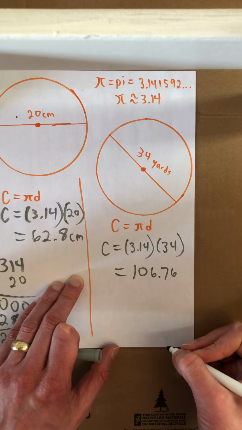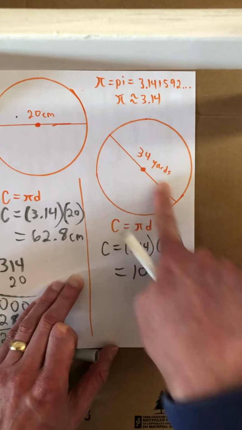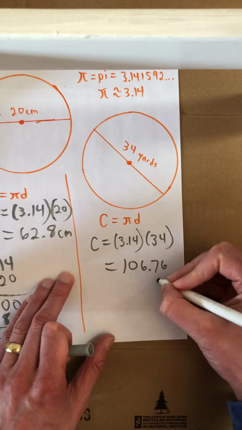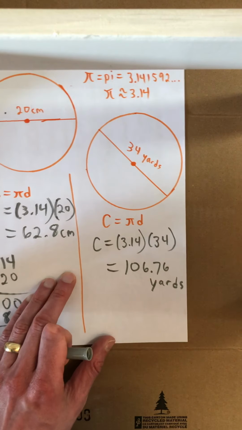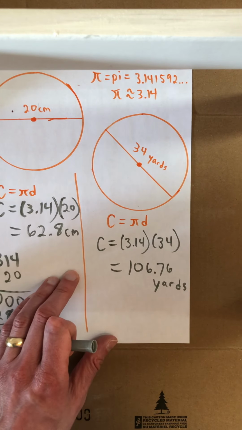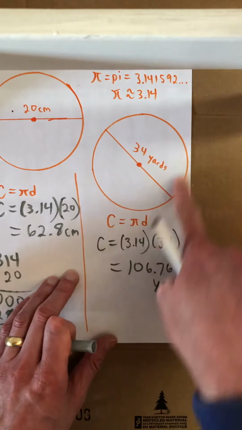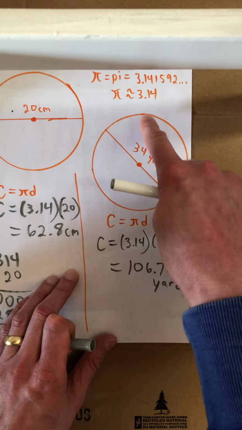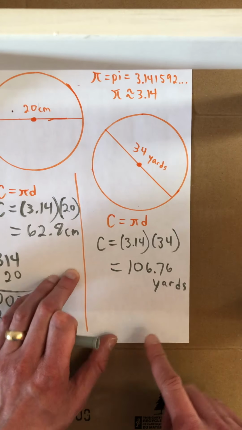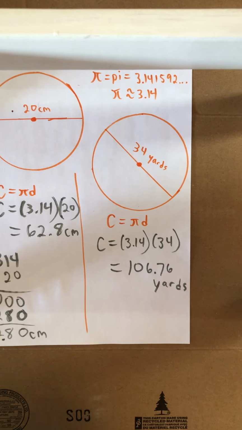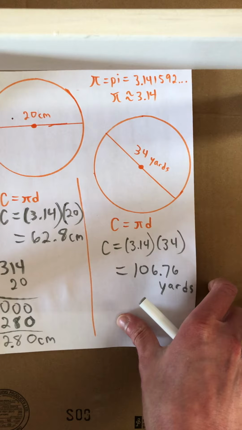But remember, I'm not quite done yet. I'm missing something that's important. My diameter's units was yards, so my circumference units will also be yards. So 106.76 yards is how long the circumference is. So if you took a piece of string and it went all the way around the circle, that string, when you straighten it back out again, you could measure it to be 106.76 yards.